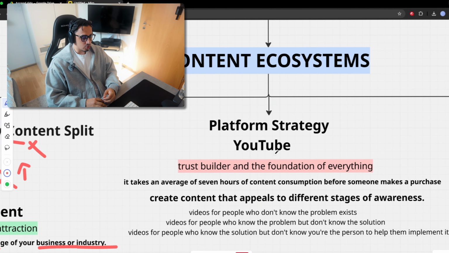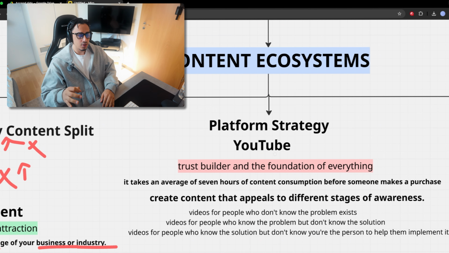Now the platform strategy. Most coaches only post on IG, but that is so stupid. When people are on Instagram, they are not actively looking for solutions. They're just scrolling down the For You page, looking at all the brain rot, and then out of nowhere your content comes up, and they think, alright, that's interesting, maybe I'll see more, but they're not actively looking for solutions, so they're also not actively buying.